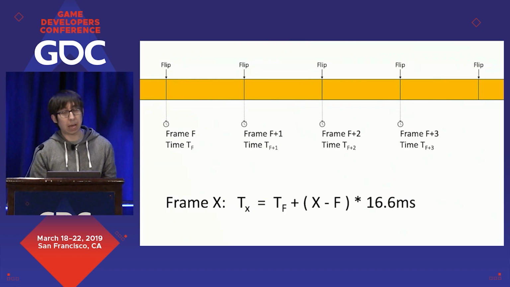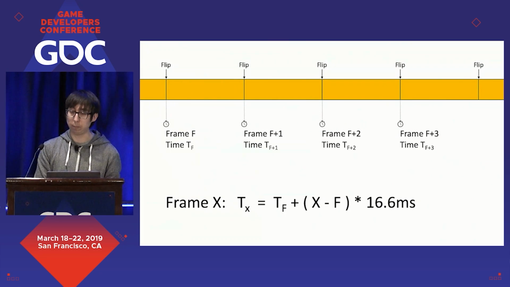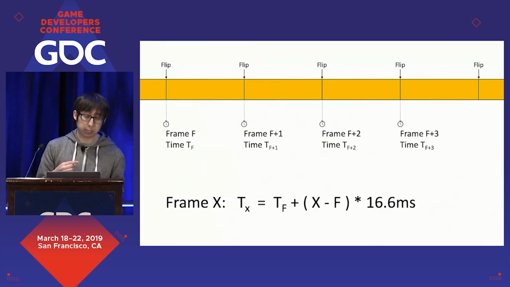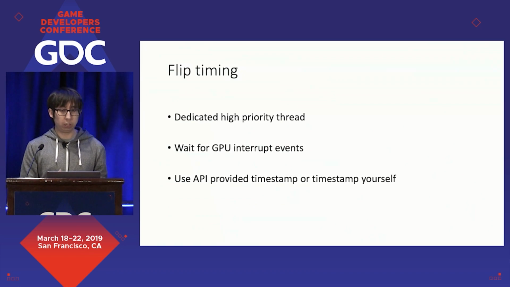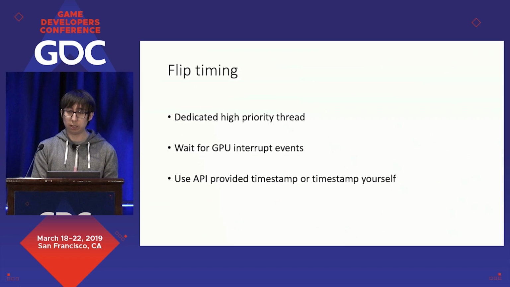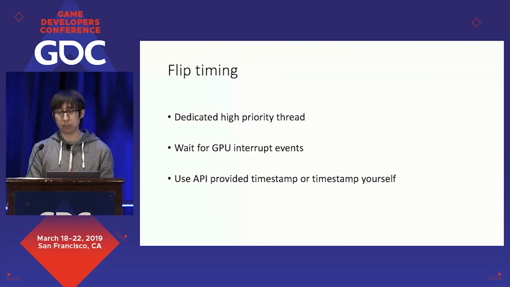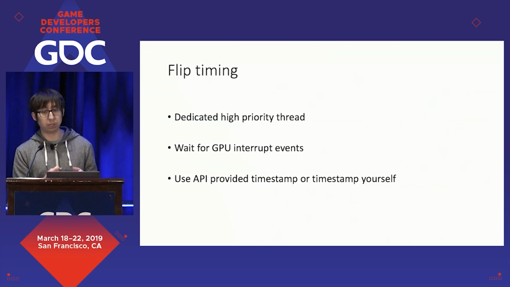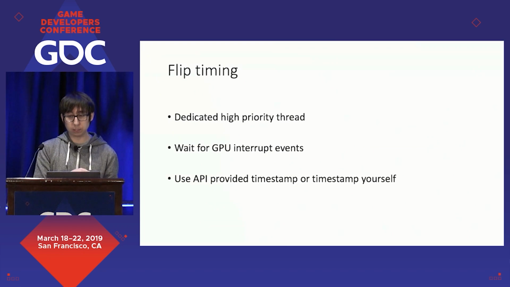So we have to calculate the absolute time of the v-blank when we're aiming to flip. And because v-blanks come every 16.6 milliseconds, you just have to timestamp previous v-blanks and extrapolate. Typically, we use a dedicated high-priority thread to listen for GPU interrupt events, like flips and v-blanks. And sometimes the API exposes the display driver's internal timestamp for these events, or you can just timestamp them yourself on the CPU. And I haven't noticed a huge discrepancy between these two methods for timing.